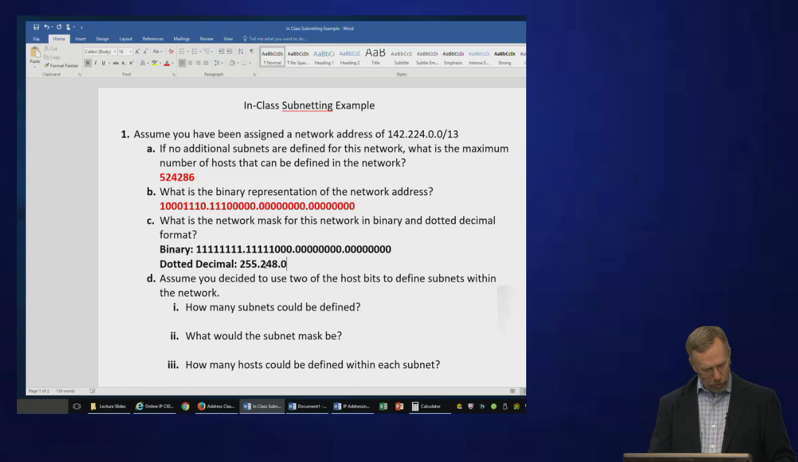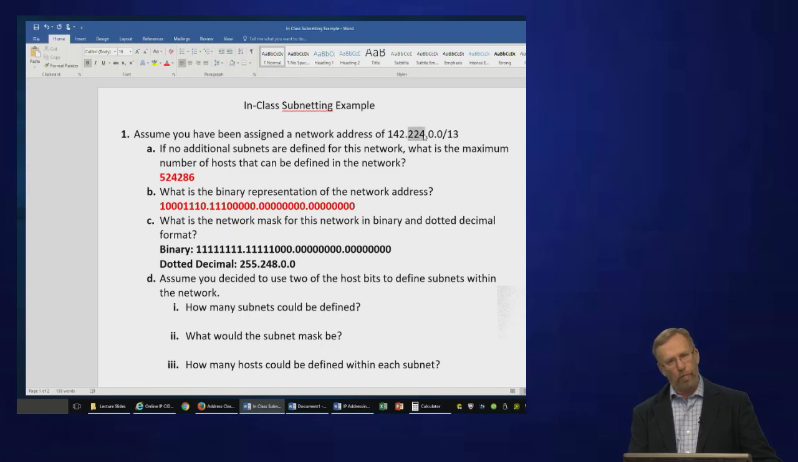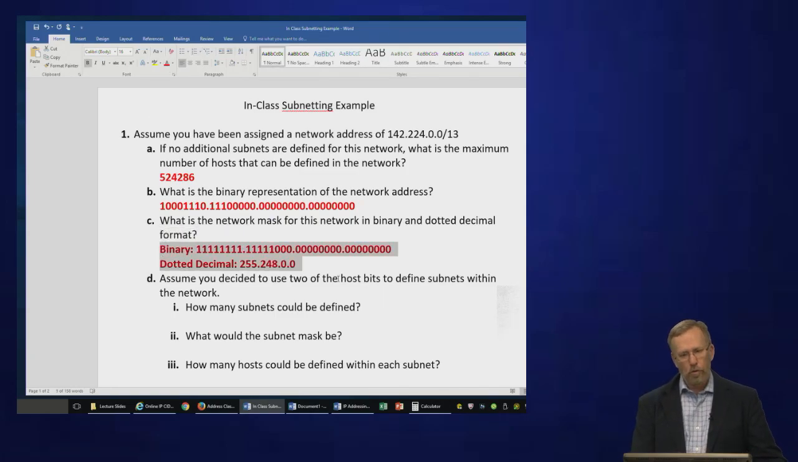And then the last two are going to be 0. Don't get confused between the 224 here, because 224 is a common subnet mask, but that's part of the IP address. This 248 here is based off of this /13. So now we know what the net mask is in both binary and dotted decimal format.